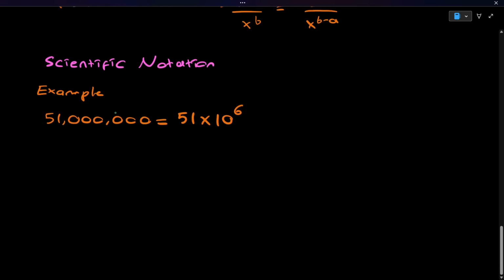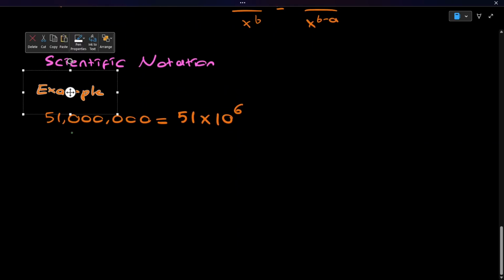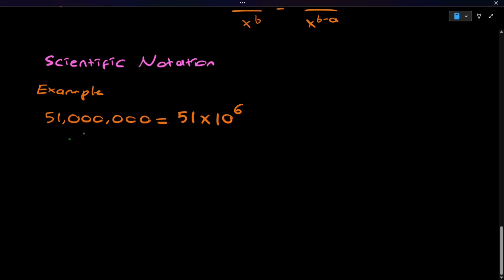And lastly, scientific notation is really important because sometimes instead of writing all of those long zeros, we just want to write it as an exponent, which helps us a lot.